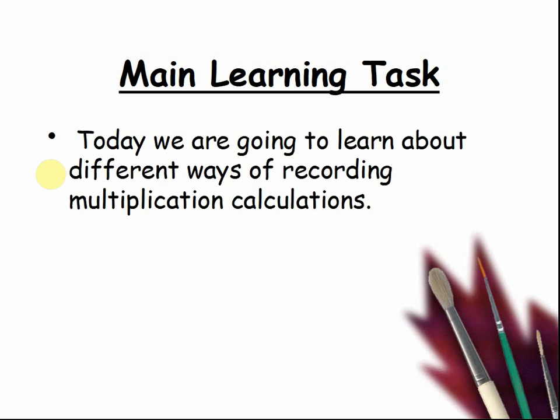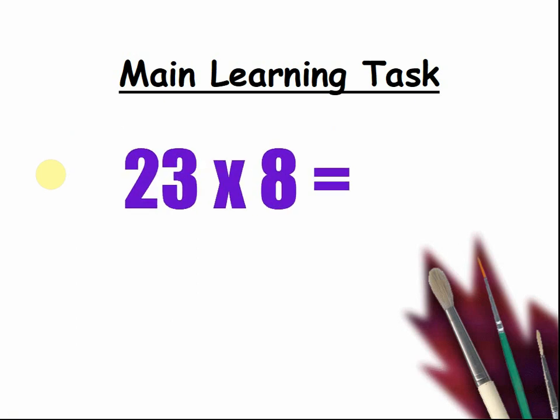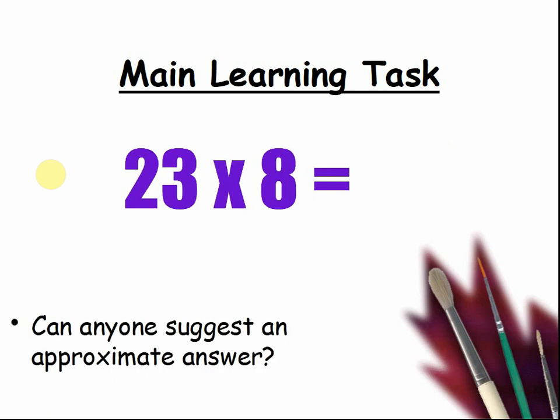Today we're going to learn about different ways of recording multiplication calculations. 23 times 8 equals. Can anyone suggest an approximate answer? Pause the video and discuss. You don't need to work out the exact answer just now, just the approximate answer. So pause the video and discuss. Why do you think that?